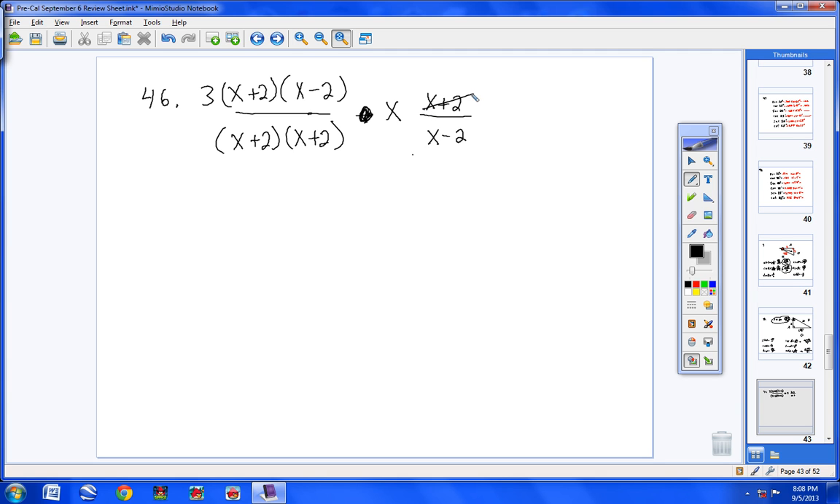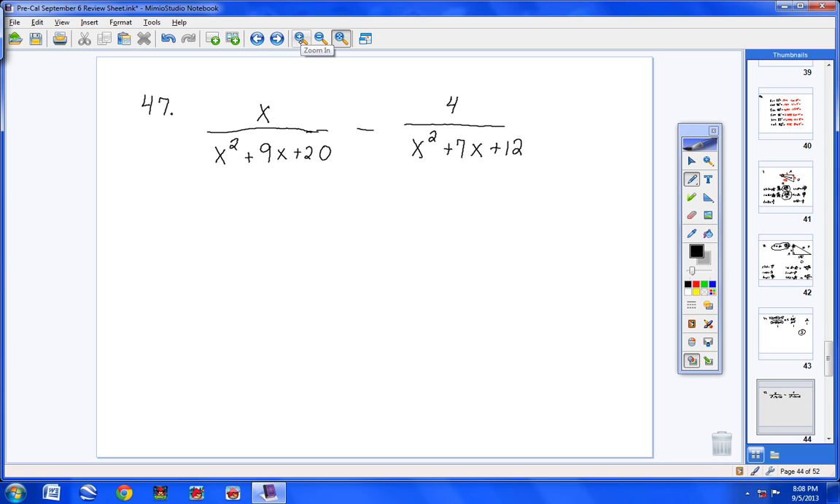I have an x plus 2 and an x plus 2. I have an x minus 2 and an x minus 2. And look at this. X plus 2 cancels vertically with x plus 2. Nothing left here, so I have a 1. Nothing left here, so a 1. Nothing left here, so a 1. So I have 3 times 1, which is 3. 1 times 1 is 1. So 3 over 1, or 3, is your final answer.